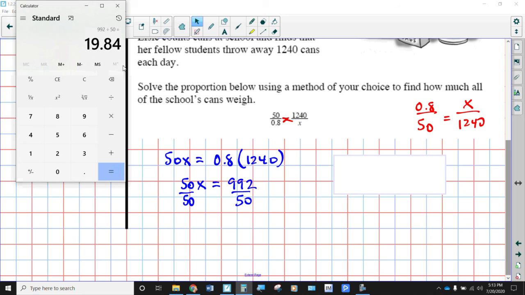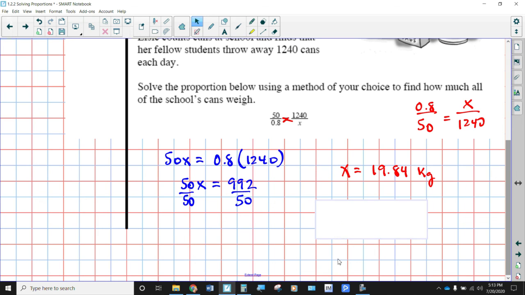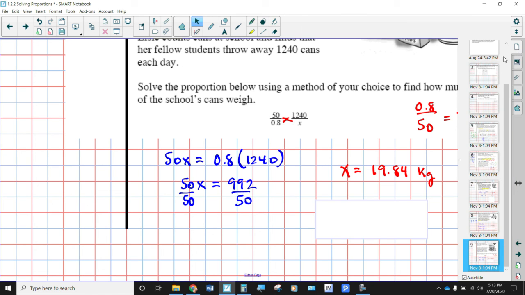Now, I'm just curious here. Was that previous one 24.8? No. 1,240 divided by 50, 24.8 times 0.8. Do I get the same answer? Yes, I do. So our answer is going to weigh 19.84 kilograms, almost 20 kilograms for this number of cans. Is that it? I think that's it.